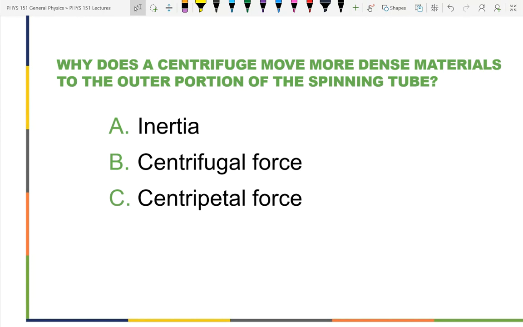So in reality, why does the centrifuge move more dense materials to the outer portion of the spinning tube?